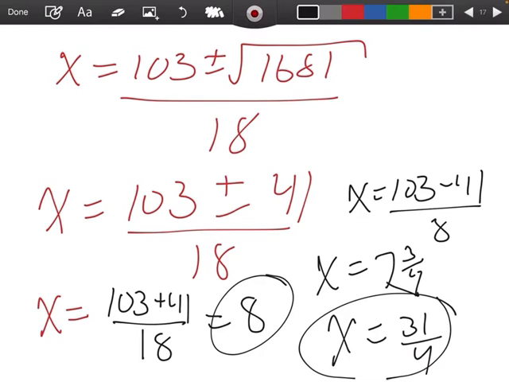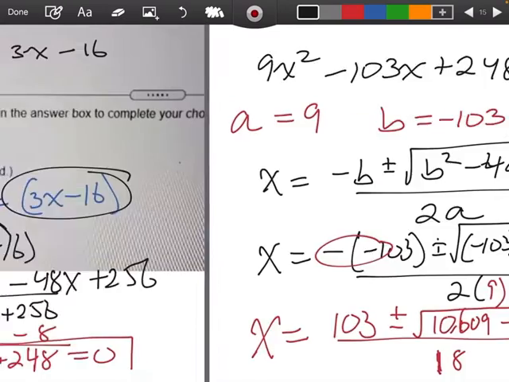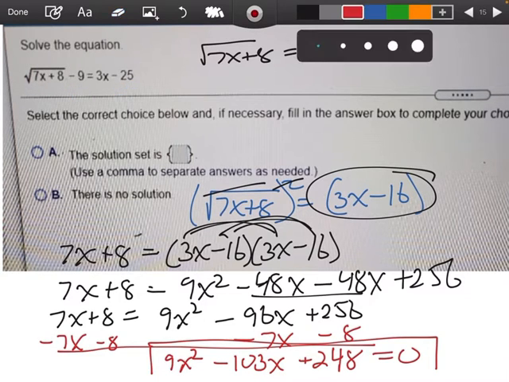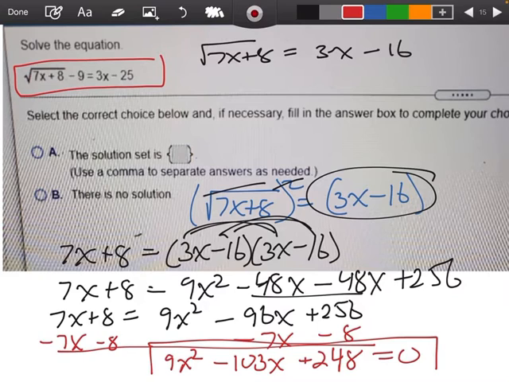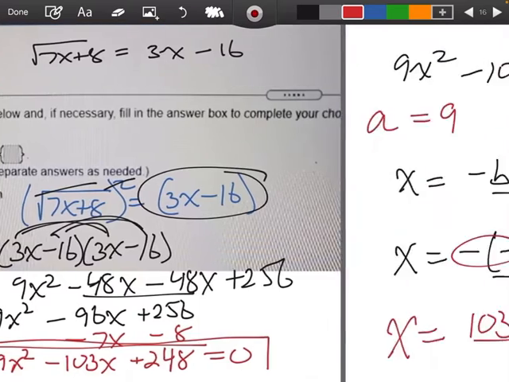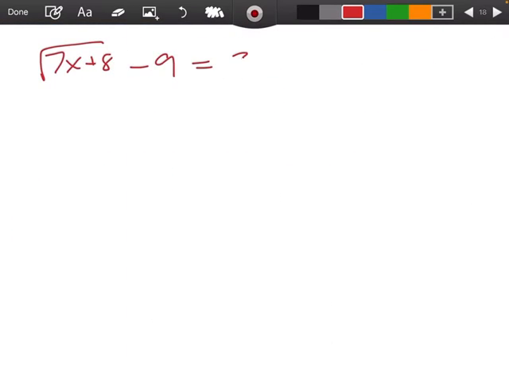All right, so now my next step is I need to come back to the original problem. So here is my original problem right here, right? I need to write this down, and I need to check those two answers, okay? So let's come back. The square root of 7x plus 8, minus 9 equals, what was it? 3x minus 25. Okay, so here's my original problem, right? And what I need to do is check my two answers.